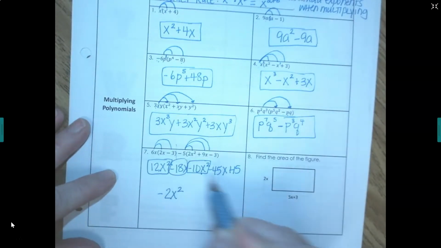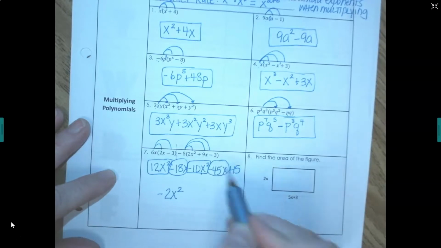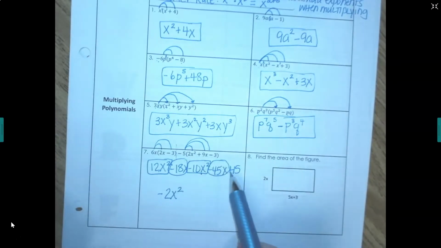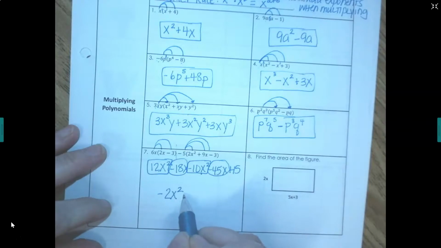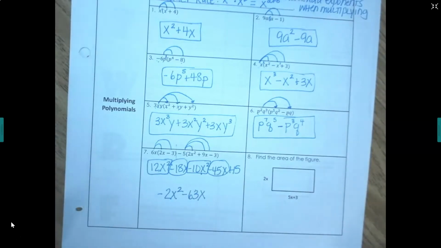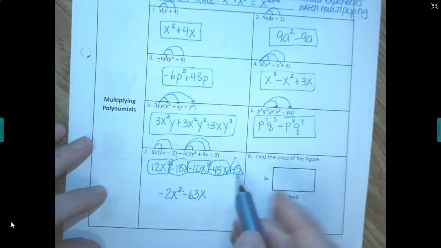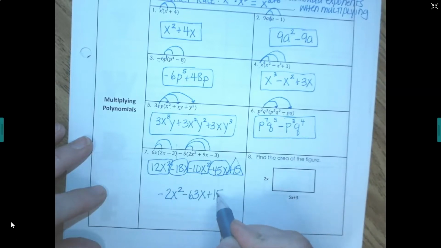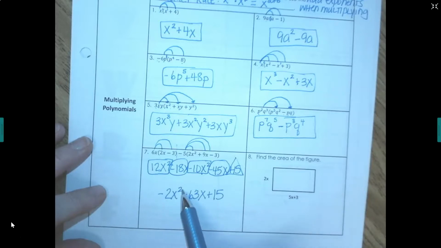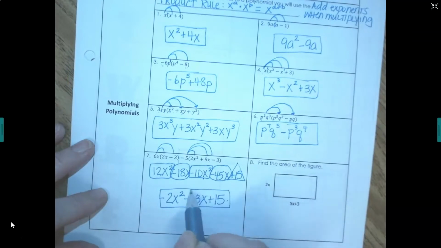I have negative 18x minus 45x. So negative 18 minus 45 more is going to be negative 63. And remember, your exponents don't change when you add or subtract, so it just stays x. And I have a constant out here on the end of 15. He has nobody to combine with, so I'm going to add the 15 on the end. And when I look for standard form, I have 2, 1, none. We are in standard form.